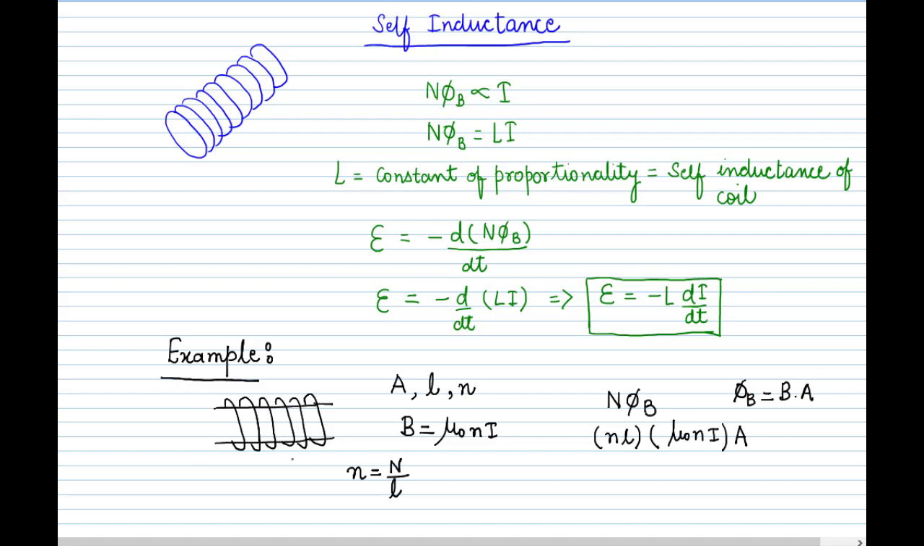We will not write down pi r square because in the example the radius is not given. Only what is given to us is that the cross section is A. So we will write A as A. So we'll get N phi B is equal to mu naught N square A L I. And we got the formula N phi B is equal to L I, where L is the self-inductance and I is the current.